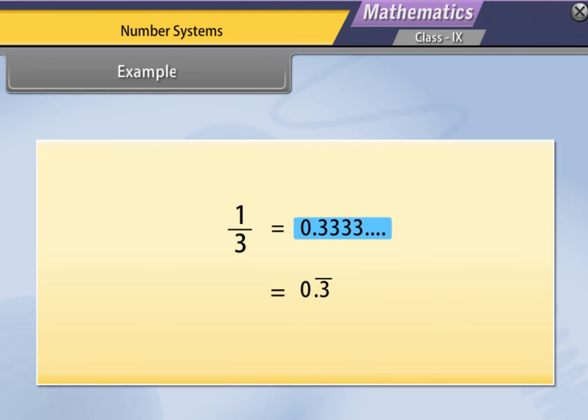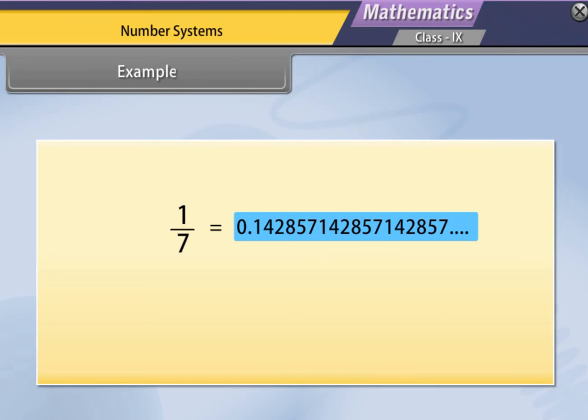Let's take another example. The decimal expansion of 1 by 7 is 0.142857142857 and so on. Here 142857 is repeating. So we can write it as 0.142857 bar.